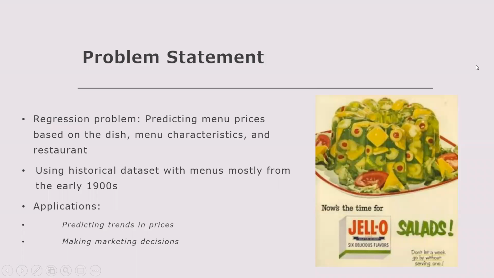So this was a regression task to predict prices of items on a menu based on the dish, characteristics of the menu, and characteristics of the restaurant. And I used a historical data set containing info on menus mostly from the early 1900s, but it had menus from the 1840s till today. And I mostly did this project for fun, but it also has some real world applications, like predicting trends in prices or predicting how inflation will affect food prices, and for restaurants making marketing or pricing decisions.